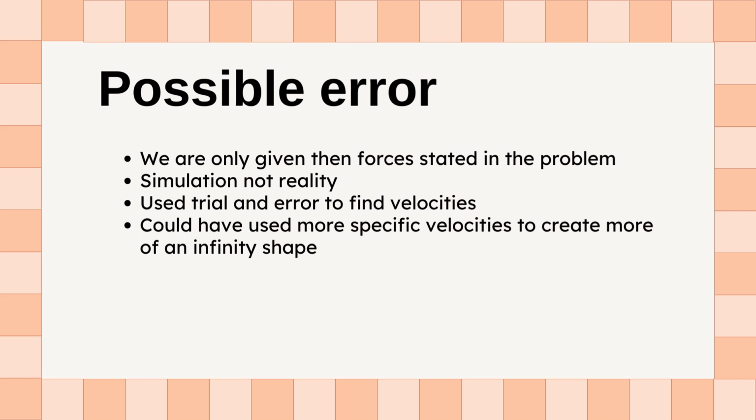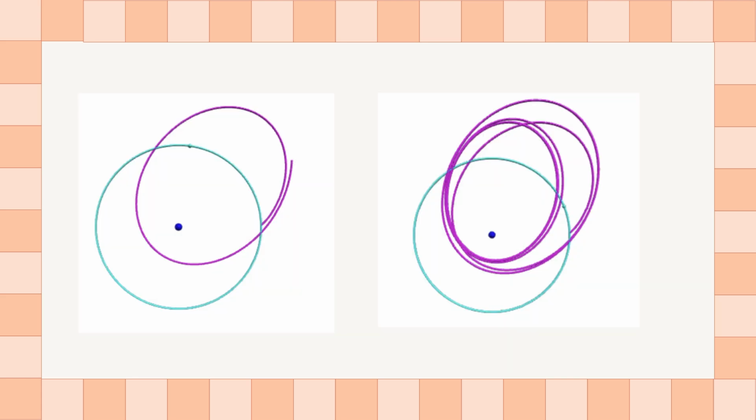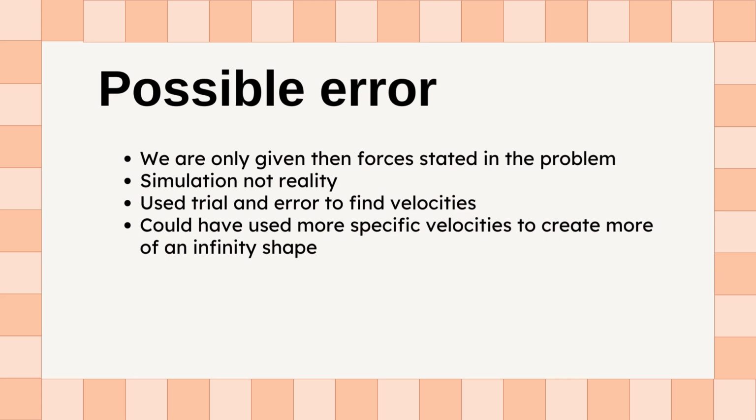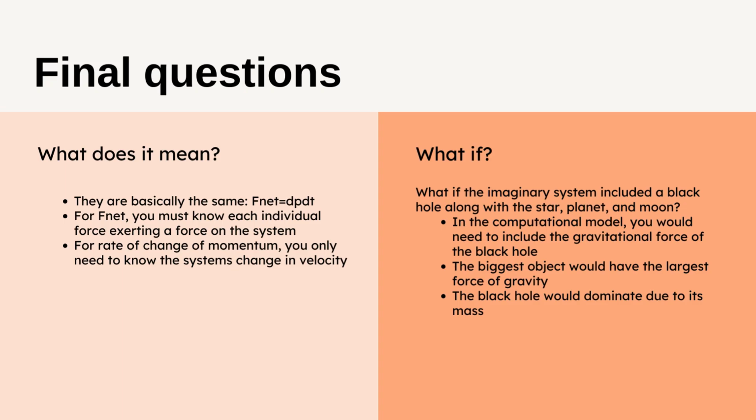So there are probably more specific velocities that could create more of an infinity shape. It's just difficult to do that, as you can see back here. It orbits both objects, but it's not the exact shape that we wanted. This just goes to show that this is a very difficult thing to do in reality. And so our final questions: what does it mean?